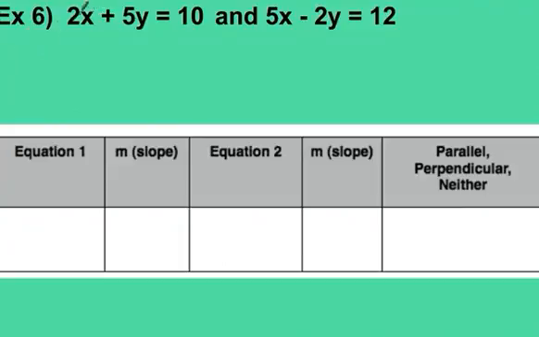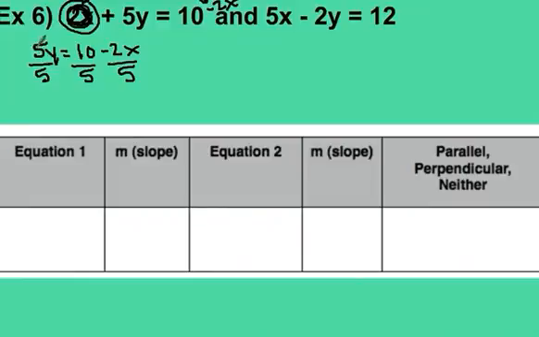So with the first equation, I've got 2x plus 5y equals 10. Remember, I'm going to take that 2x and jump it over because I'm trying to get y to be by itself. When I jump it over, it becomes negative 2x. So I just have 5y equals 10 minus 2x. Then because I'm trying to get y by itself, I'm going to divide everything on both sides by 5. So I end up with y equals 10 over 5, which is 2, minus 2 over 5x. So now my first equation is y equals 2 minus 2 over 5x.